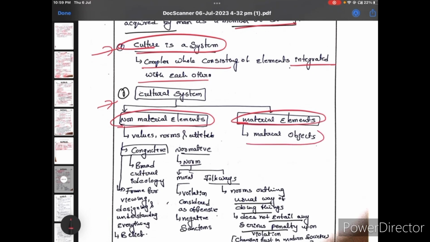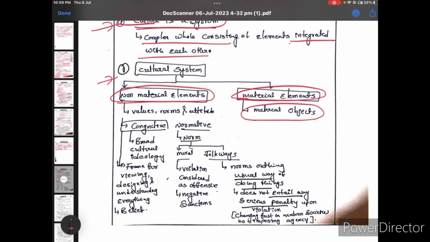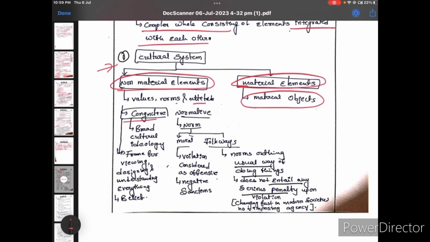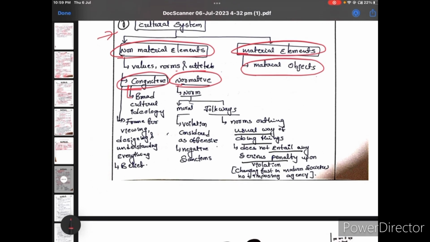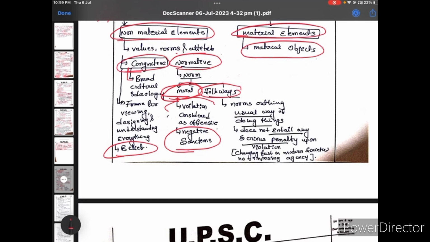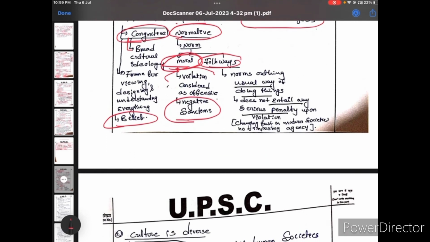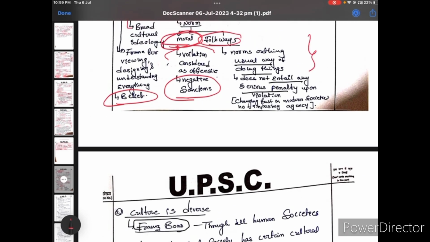So in material elements, there are material objects only, but in non-material elements, there are values, morals, attitudes, and cognitive and normative elements. In the cognitive, there is a broad cultural ideology and frame for viewing, designing and understanding everything, and belief. But if you come to the normative, there are morals and folkways. Morals mean that violation is considered an offense; it carries negative sanctions. And folkways are the usual ways of doing things that do not entail any serious penalties. Okay, so you can write some examples also.